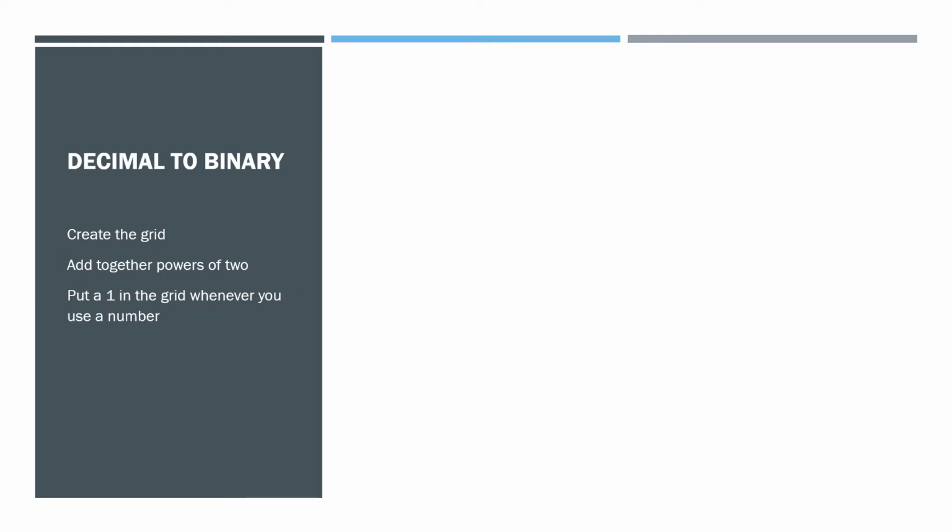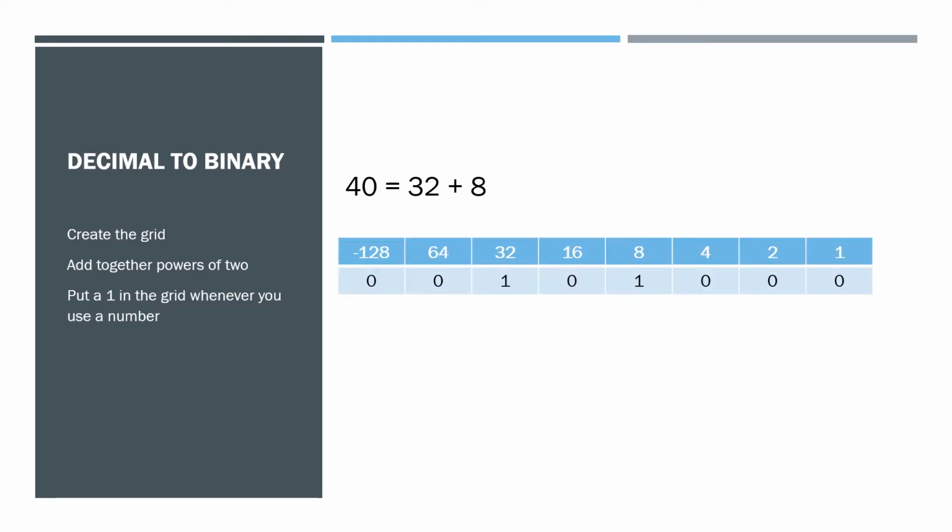And if we're converting a decimal number to binary, we do the same thing in reverse. We work out what powers of 2 are needed to make the number, and then we put a 1 into the grid wherever we've used that number. And one way to do that, if it's too complicated to work out in your head, is to work down the grid from left to right, subtracting wherever you can.